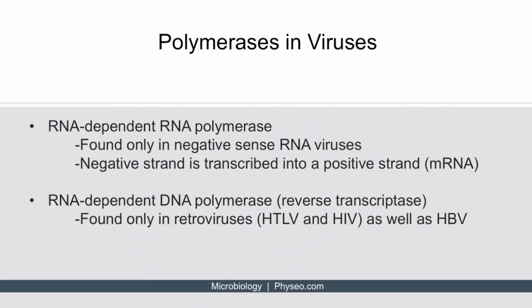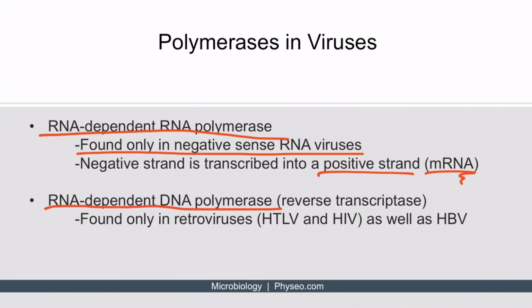Now let's make a few notes about polymerases in general. We already discussed RNA-dependent RNA polymerase. These are found only in negative sense RNA viruses, and they function to make a positive strand, which is basically mRNA. Now let's discuss RNA-dependent DNA polymerase. This is just another way of saying reverse transcriptase.